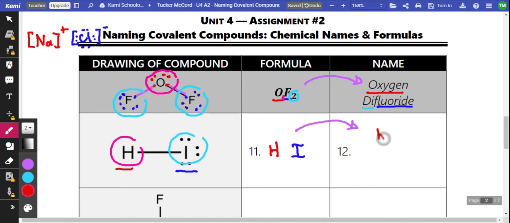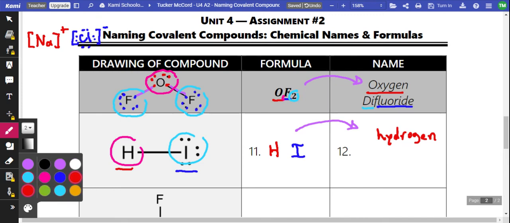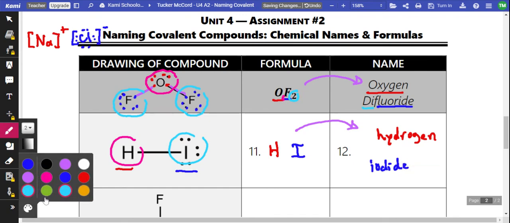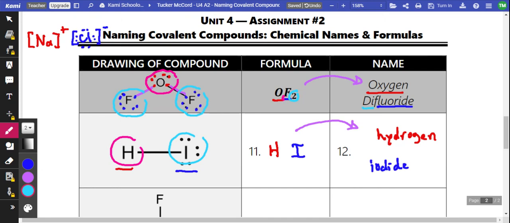hydrogen stays hydrogen, and if it had to have a prefix other than mono, I would write that. So like if there are 2 of them, I would write dihydrogen. If there are 5 of them, I'd write pentahydrogen. If there are 8, I would write octahydrogen. But I don't. I have 1. So we're going to leave the mono out for the first element. The second element is iodine, which becomes iodide, just like we would do for an ionic compound. And its prefix is also going to be mono for one, but we can use it on the second element. So this is going to be monoiodide.